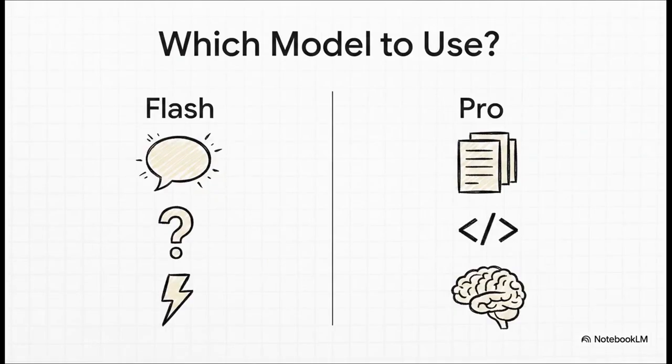So after all that testing, the reviewer's recommendation is pretty clear and super helpful. For your everyday stuff, quick chats, simple Q&A, the speedy, super cheap Flash model is perfect. But when you're dealing with long documents, serious coding, or any kind of deep, complex reasoning, that's when you bring out the big guns, the Pro model.